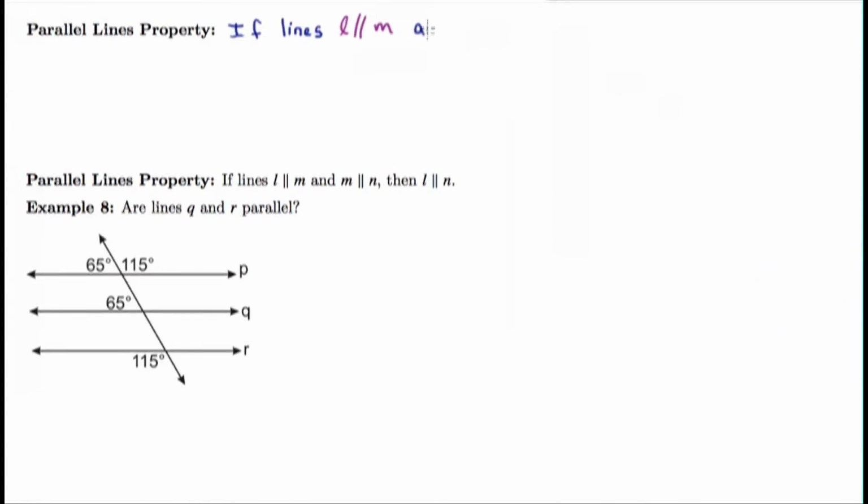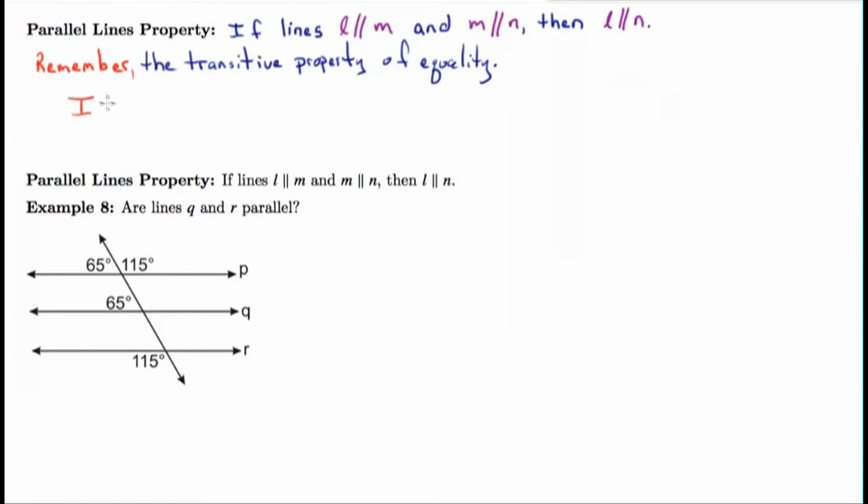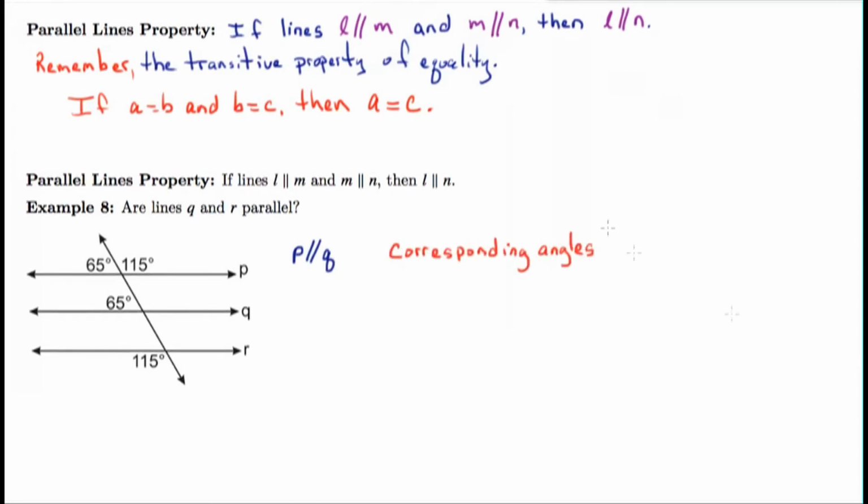Parallel lines property. If line L is parallel to M and M is parallel to N, then L is parallel to N. Remember the transitive property of equality. If A equals B and B equals C, then A equals C. So, in our example 8, are lines Q and R parallel?